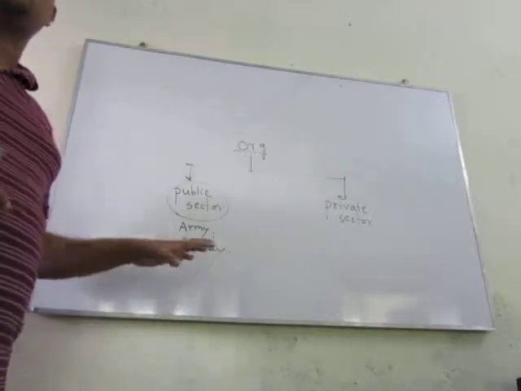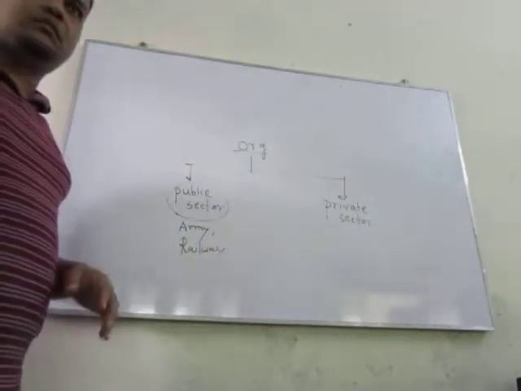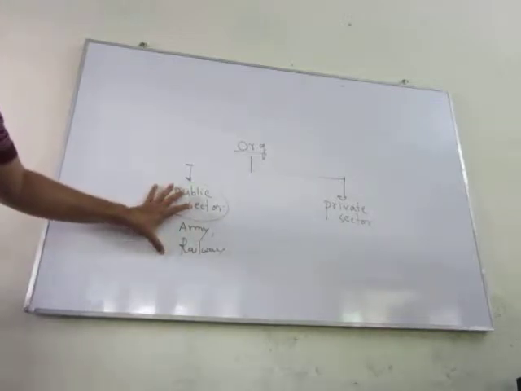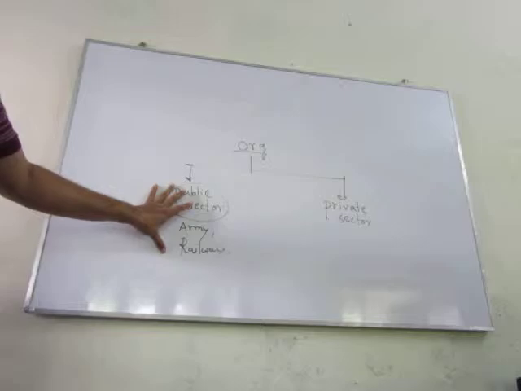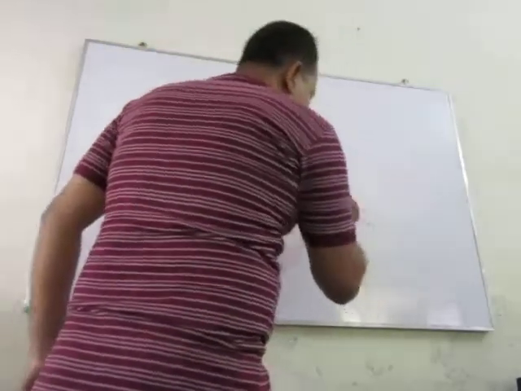Clear? So normally these are non-profit oriented. We will discuss later on. These organizations are set up to provide service to the normal people. Clear? Okay. So private sector is another kind of organization.